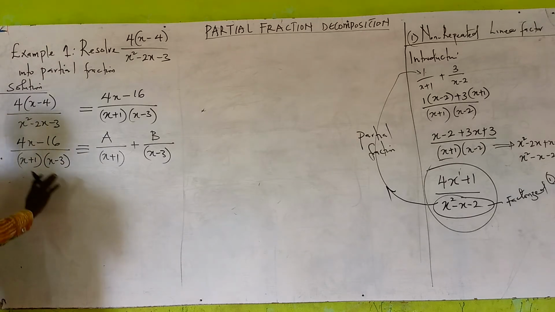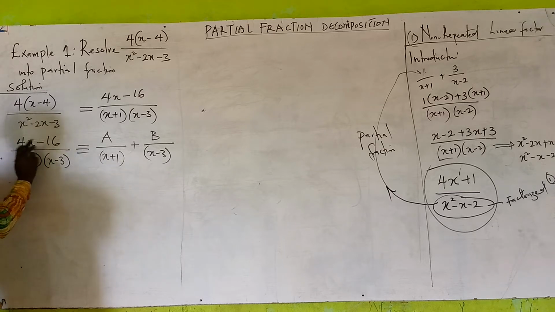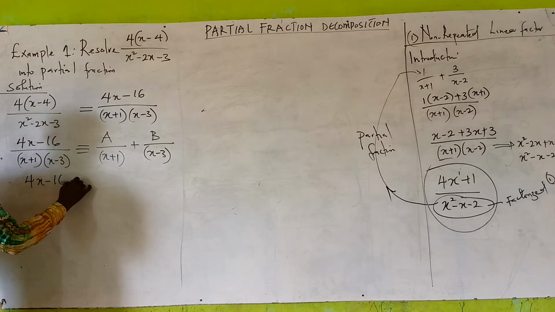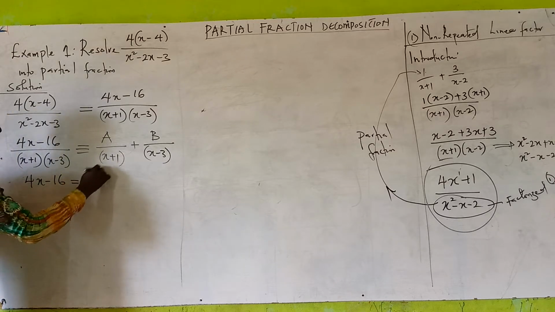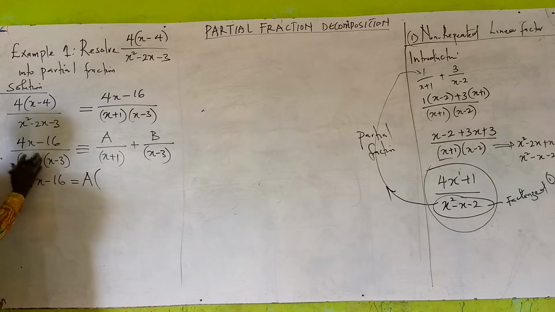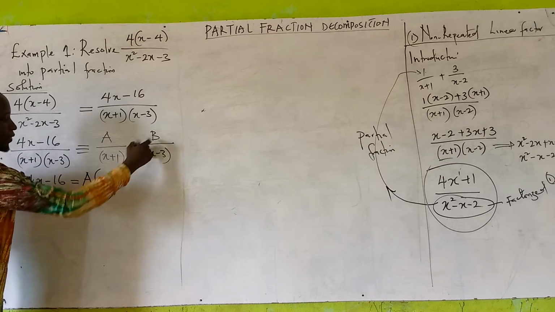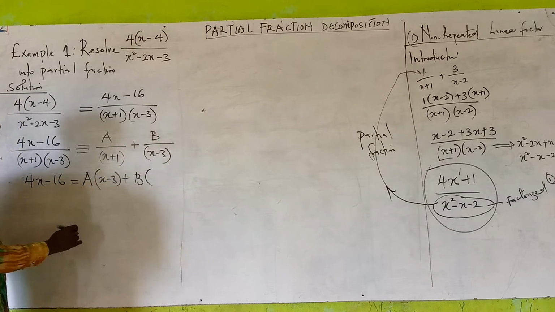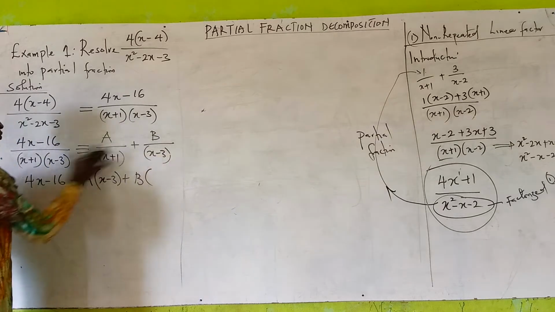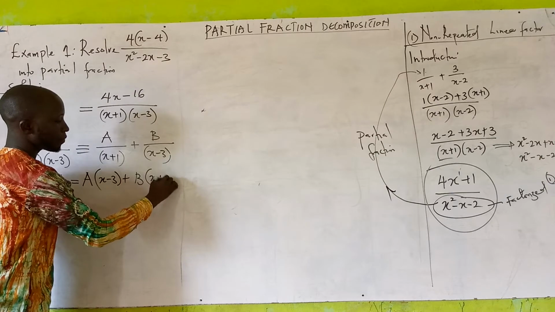Our LCM is x plus 1 times x minus 3. By picking the LCM, we have 4x minus 16 equals A into bracket x plus 1, we eliminate x plus 1 here, so we have x minus 3, plus B into bracket x minus 3; we cancel x minus 3, so we have x plus 1.